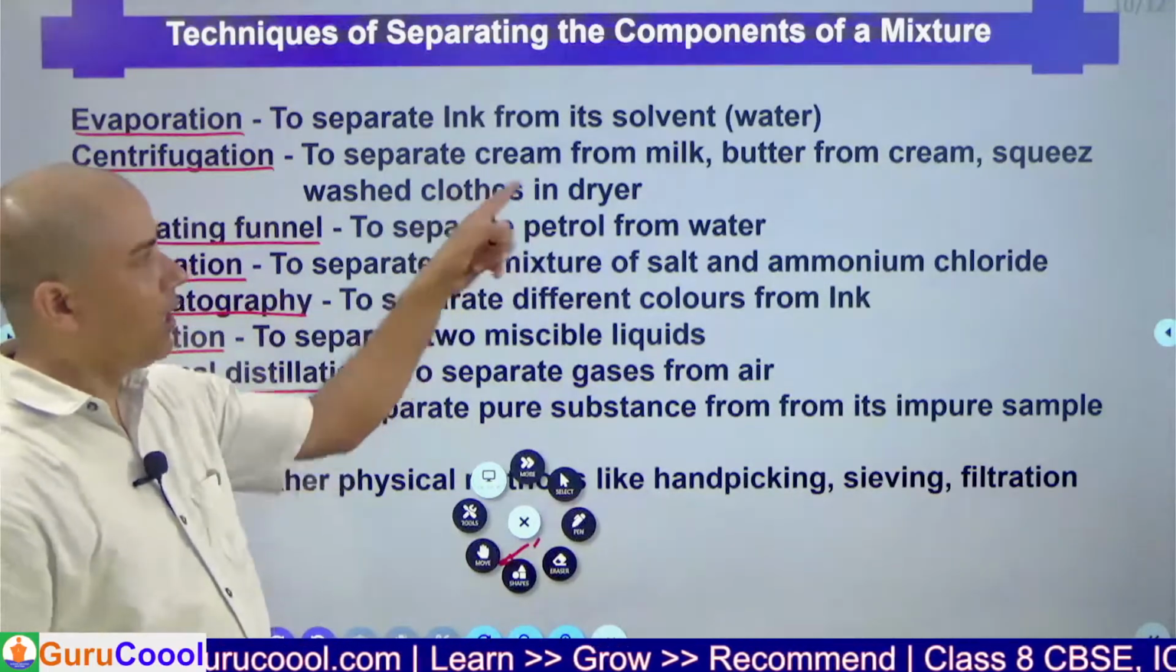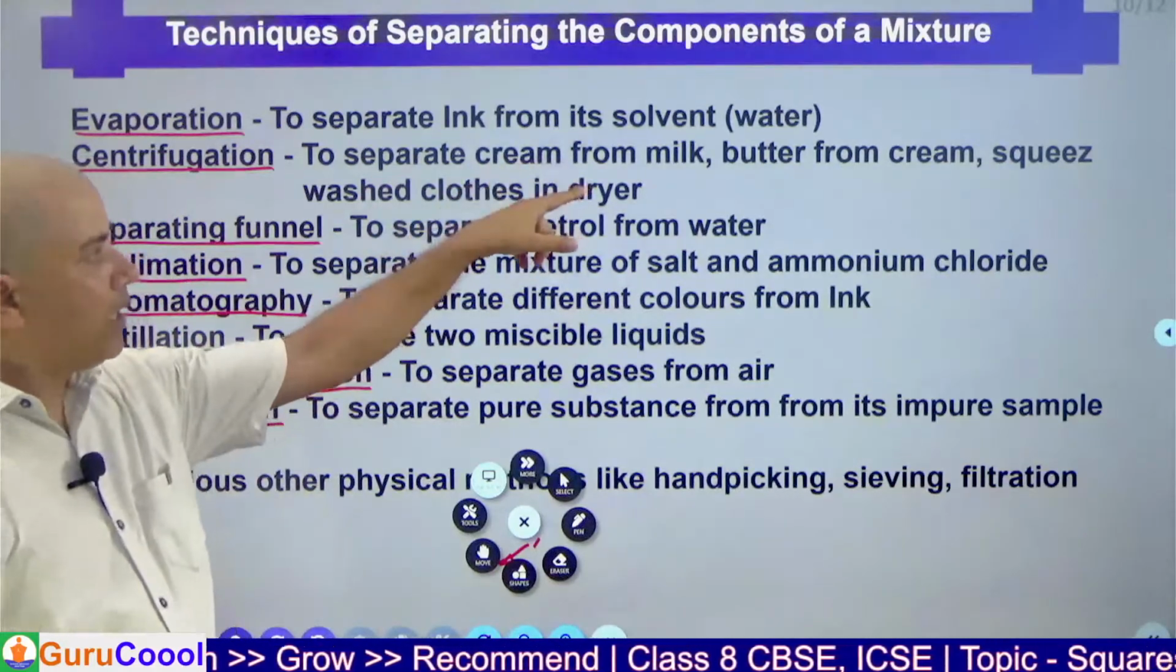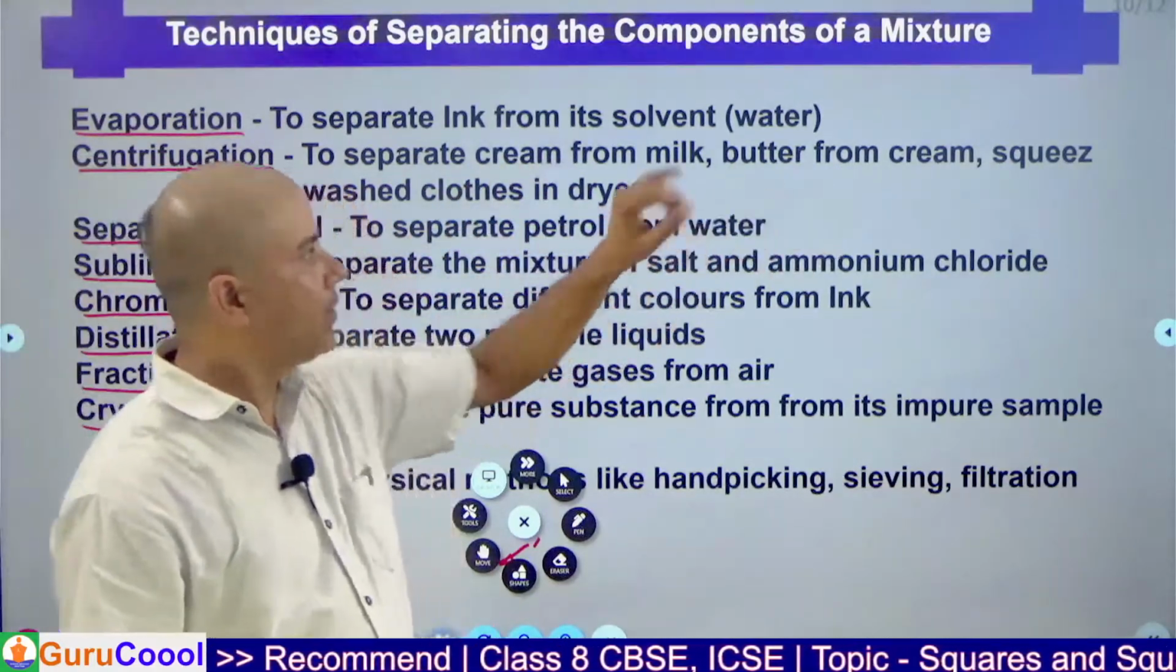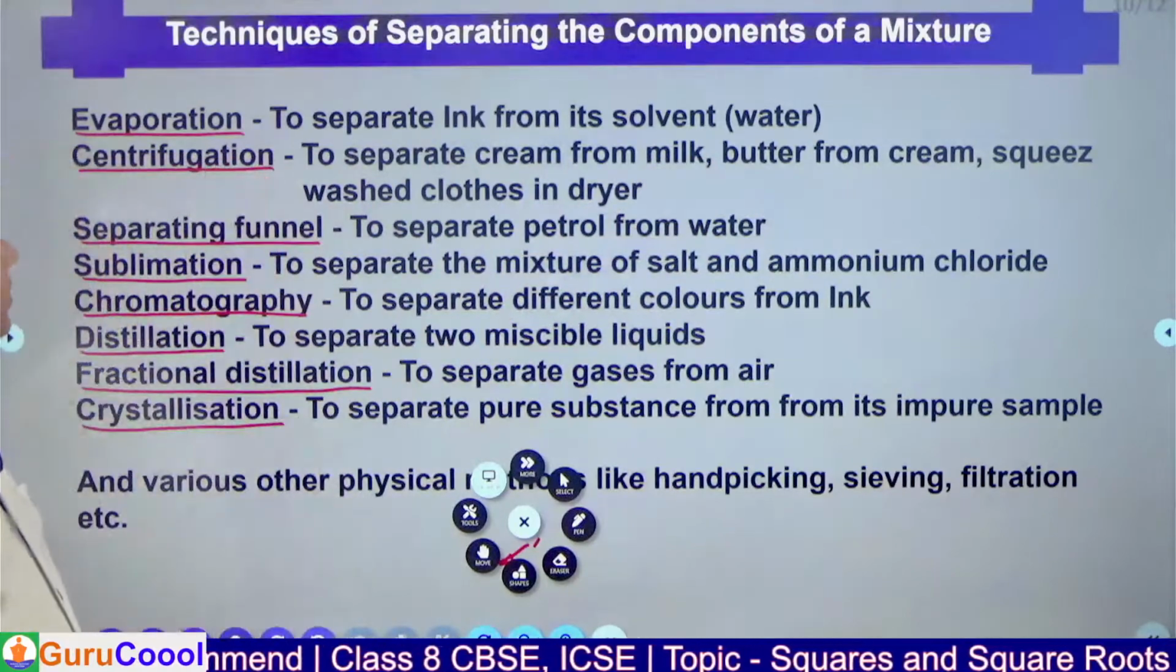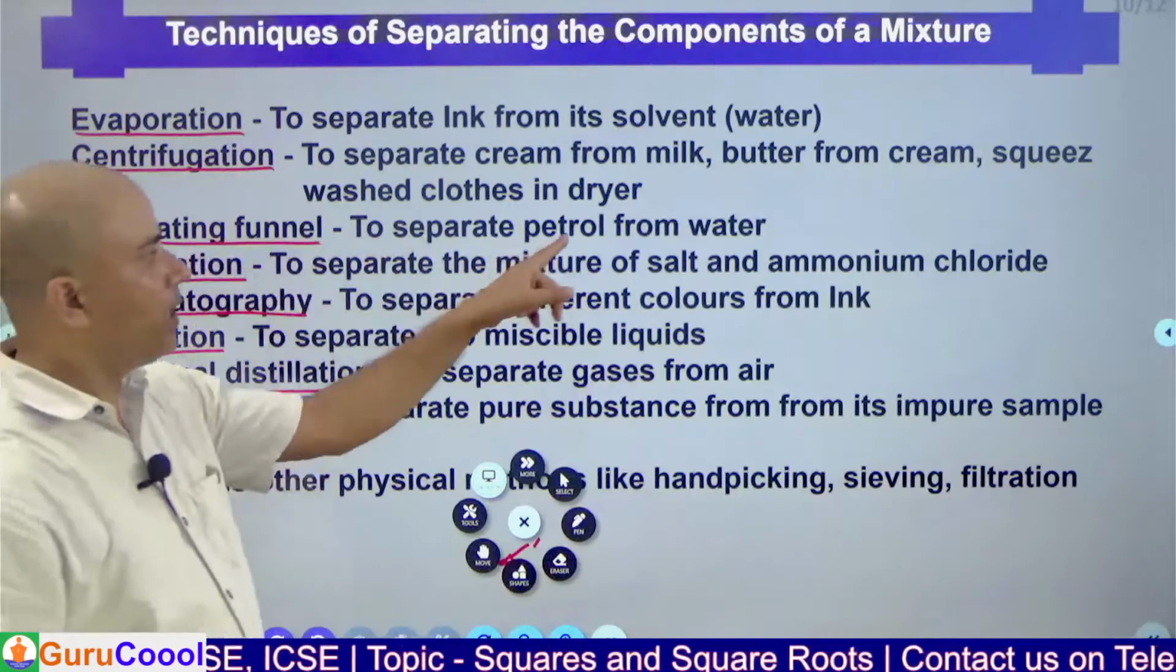Drying the cloth in the dryer of a washing machine, separating cream from milk or butter from cream, all these things are done with the help of centrifugation. Next is the separating funnel, to separate petrol from water.